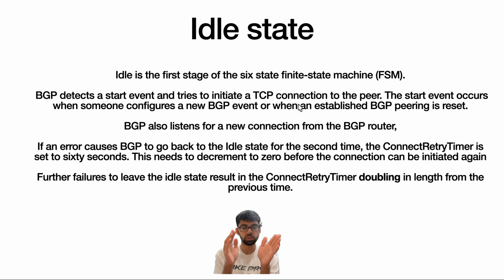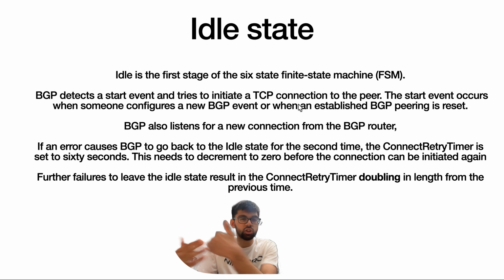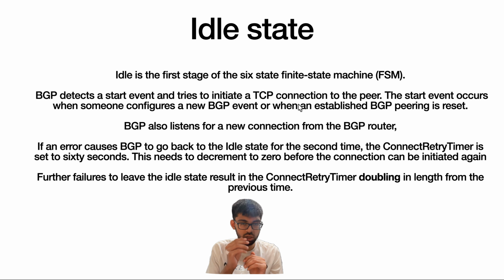If an error causes BGP to go back to the idle state for the second time, the connection retry timer is going to be set to 60 seconds. Once that decrements to 0, the connection can be initiated again. So you have this timer to stop us from trying to create a new connection over and over. Okay, you have the connect retry timer. Once that decrements to 0, we can have a new connection being attempted. Now, if we have further failures, that time is going to double.